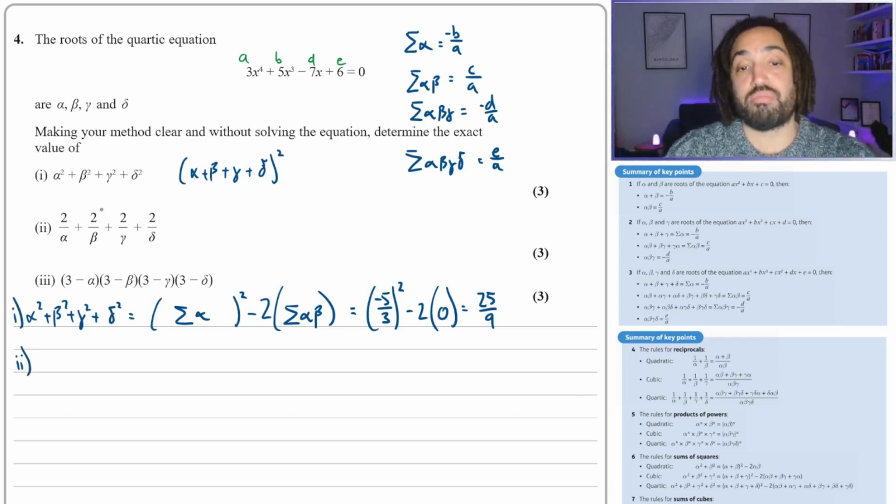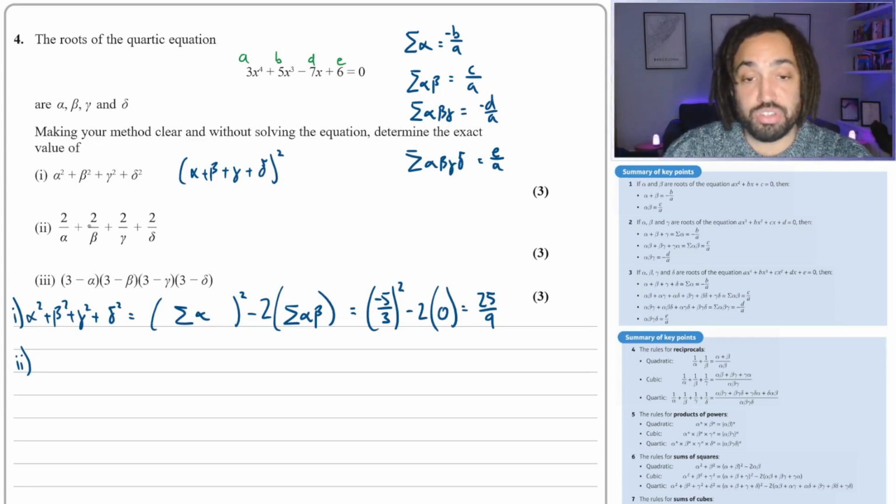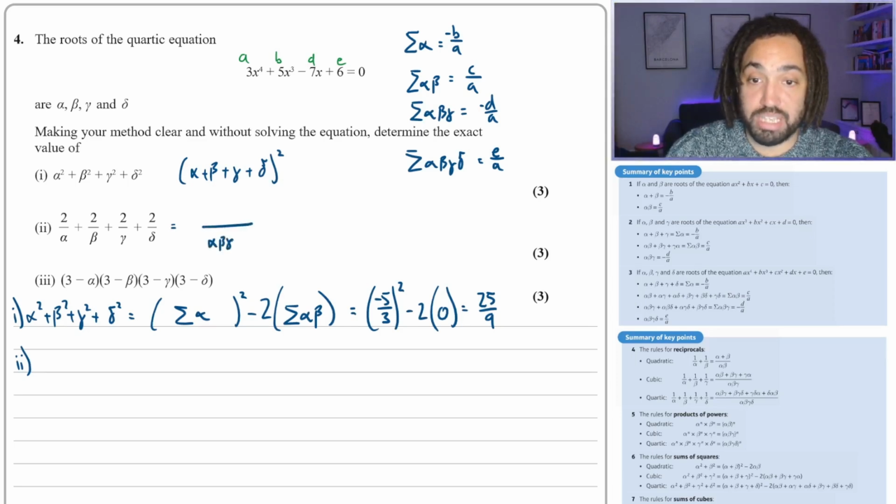Second part. The reciprocals. Okay, so if you look down here, it says the rules for reciprocals. For the quartics, you've got this right here. Again, if you're struggling to do this, you can't remember what it is in the exam, you could just make this over one denominator. So make it over alpha, beta, gamma, delta. And then you should get 2 lots of, on the top, the sum of the triples. Like so.